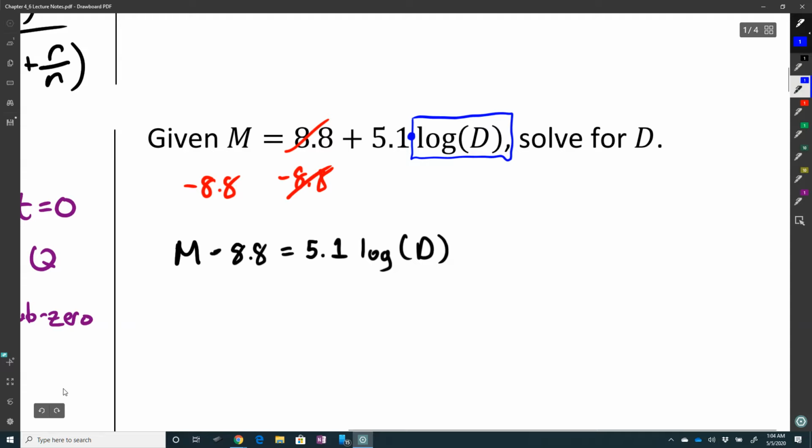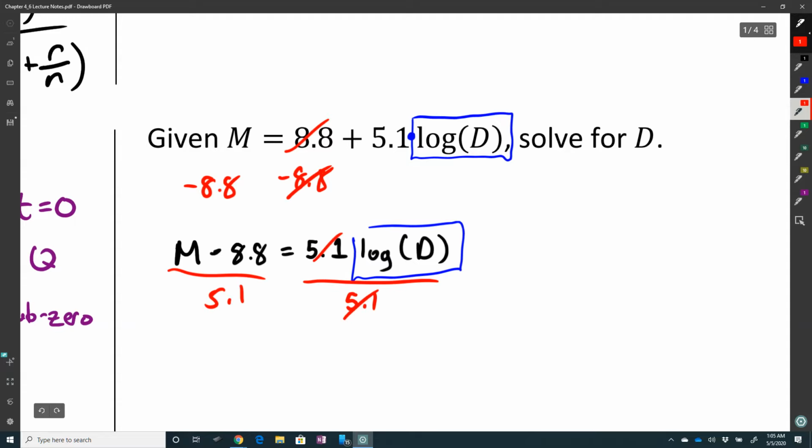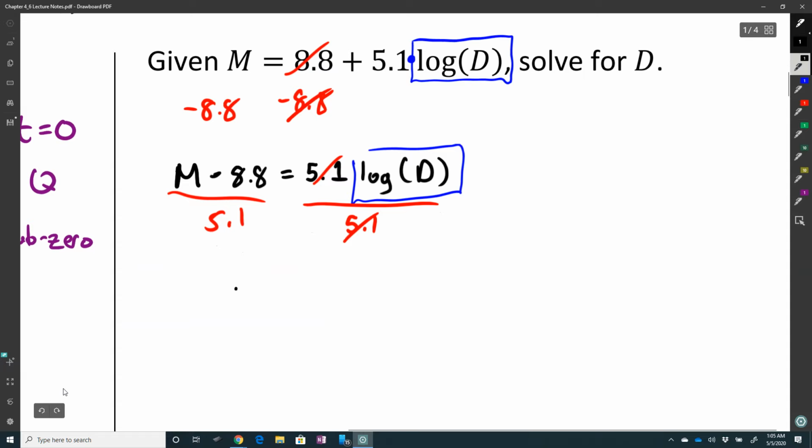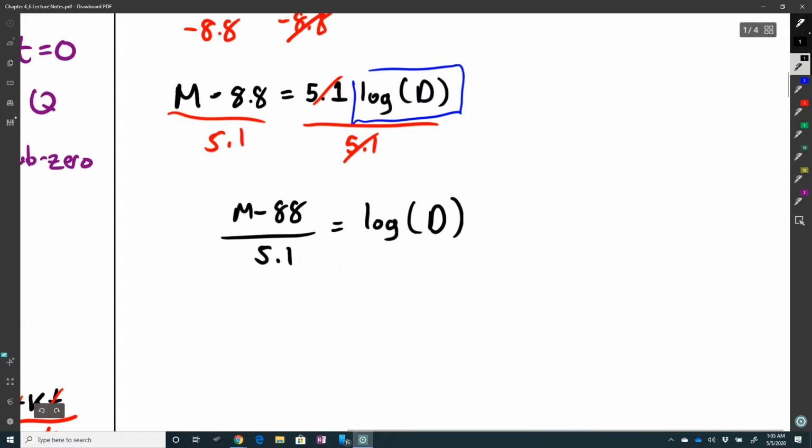Now, again, I need to get the log of d by itself. So I have to divide by 5.1. Those cancel. I have m minus 88 over 5.1 equals log of d. All right? Now, remember that if there's no number present on the bottom, it's going to be a 10. And so all we have to do now is convert.